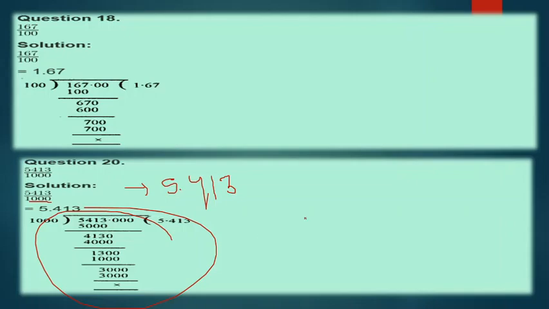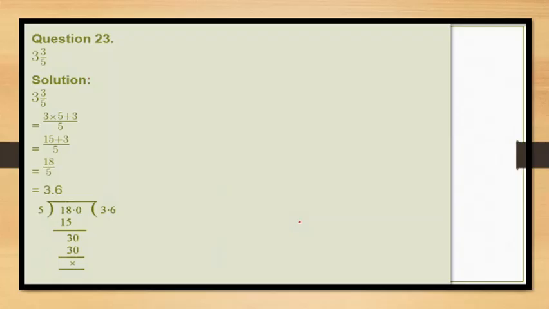Okay. Now next question, question number 23. In question number 23, the question is 3 upon 5. So that is a mixed fraction. So firstly we will convert it into an improper fraction. You also know that step, how we will convert. So after conversion we get 18 upon 5, and then we convert 18 upon 5 into decimal.